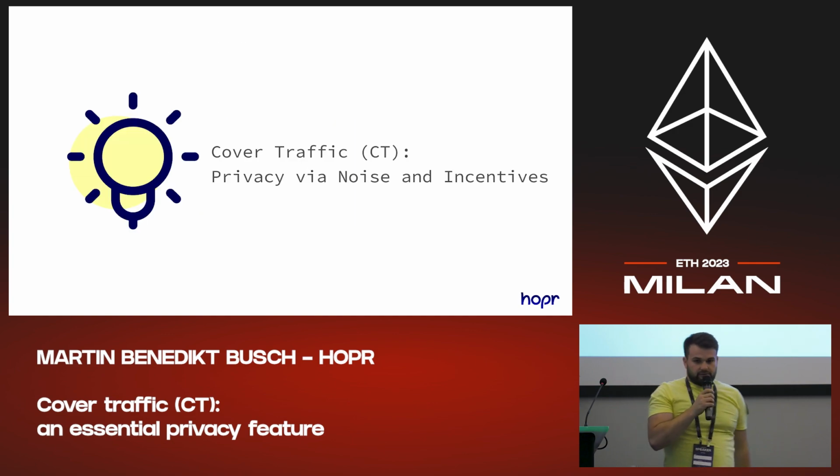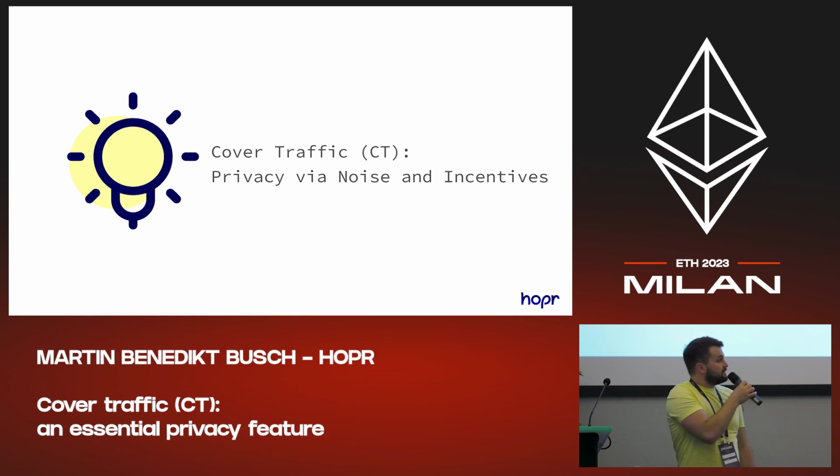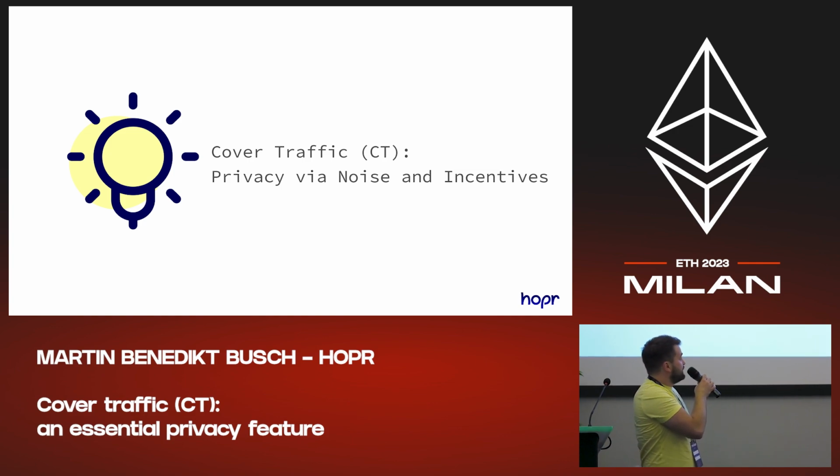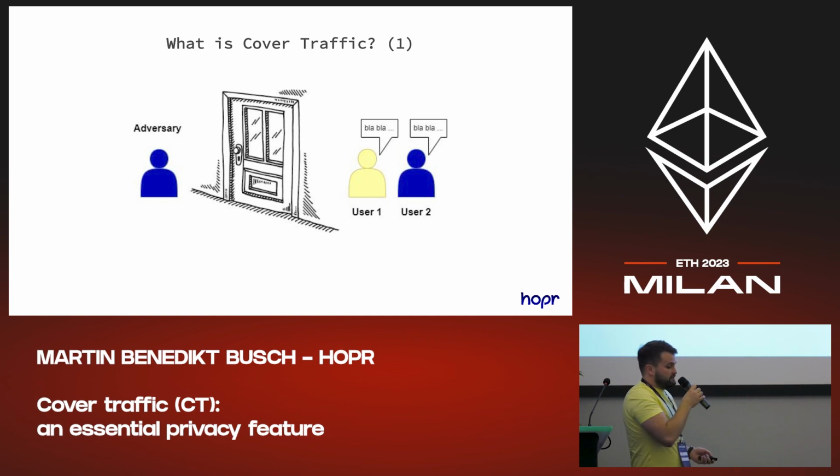A feature I want to talk about in more detail today, something that I have been working on, is called cover traffic, which is the missing piece in the puzzle to provide full privacy in the network. That is adding privacy via noise and incentives. Let me first give a brief introduction into cover traffic. I made this illustration of how you should imagine it.